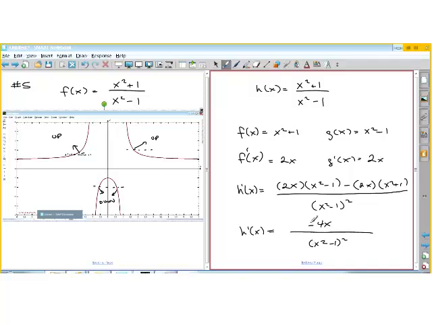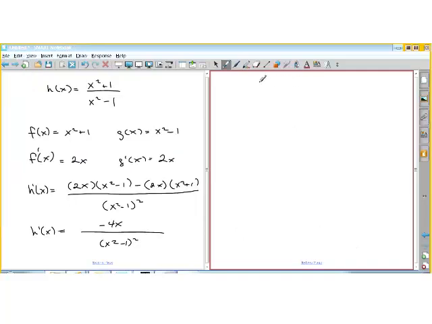You can see if we set the numerator equal to 0, x equals 0 is where we have a critical number right there. That's where we have a 0 slope. But you can see there are no other minimums and maximums. The denominator goes to 0 when x equals 1 and negative 1. That's why we have these vertical asymptotes. And the derivative does not exist at x equals negative 1 or 1. So that's the first derivative stuff.